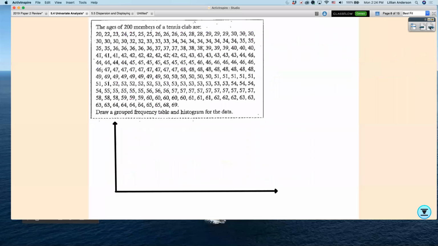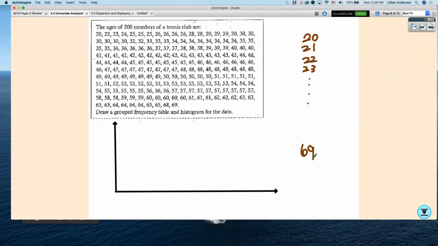How about that? So here we go. This one is very extensive, okay? It's the ages of 200 members of a tennis club. The ages are in order, but as you can see, they range from 20 all the way up to 69. You're not going to make a regular frequency table with 20, 21, 22, 23, every single individual one till you get to 69. That's ridiculous.